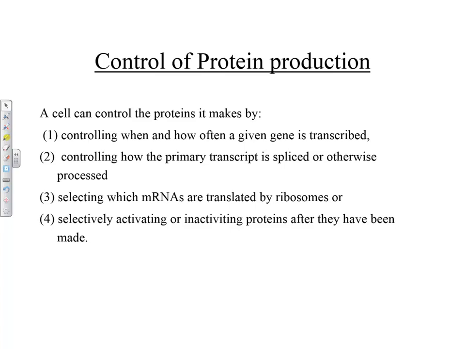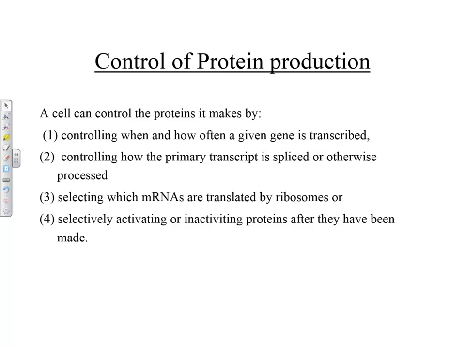Now, how does the cell go about controlling the production of protein? A cell can control the proteins it makes in a number of different ways. First of all, the cell can control when and how often a given gene is transcribed. That means when and how often a given gene is copied into messenger RNA. Okay, it can control that. Then the cell could also control how the primary transcript is spliced or otherwise processed.